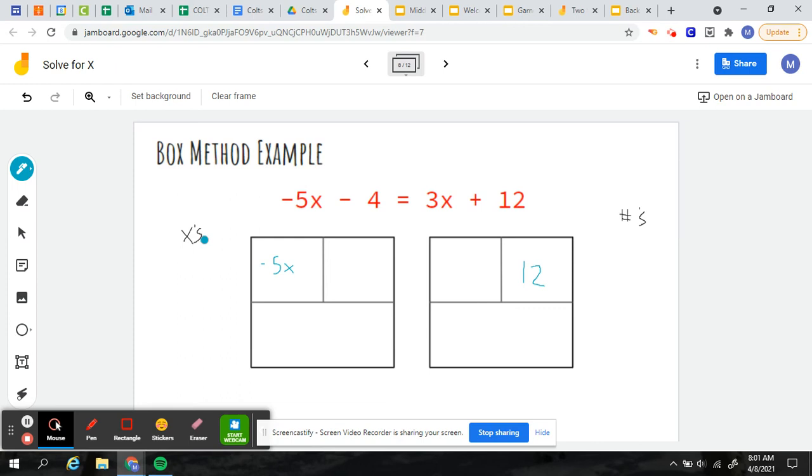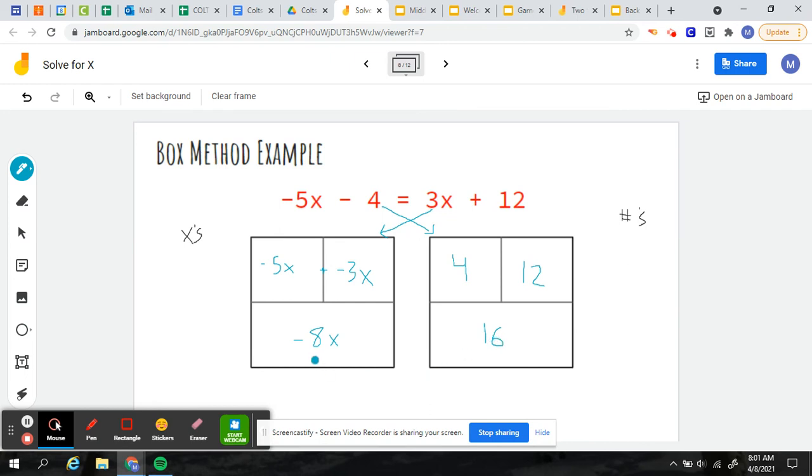Your other two terms, though, are crossing the equal sign, so they must switch signs. The positive 3x crosses over and becomes negative 3x. The negative 4 crosses over and becomes positive 4. You're now going to add the two little boxes to get the big box. So negative 5x plus negative 3x is negative 8x. For your numbers, you have 4 plus 12, which equals 16.